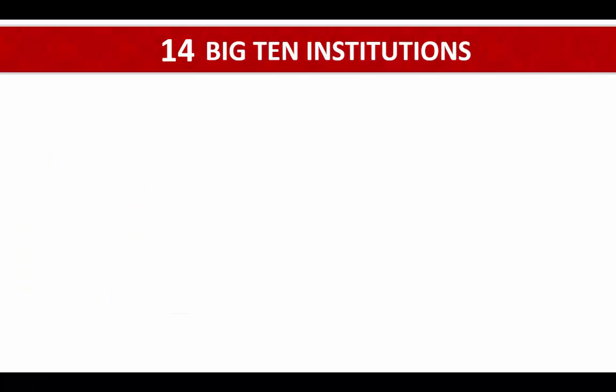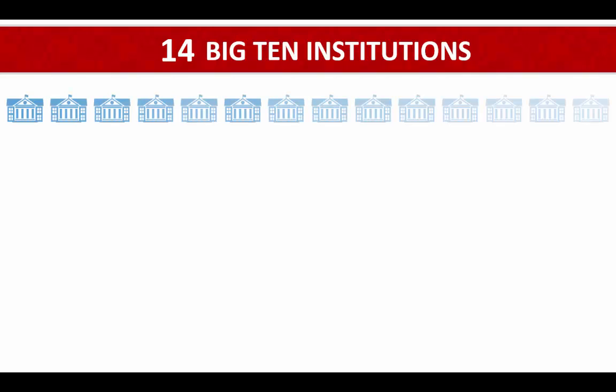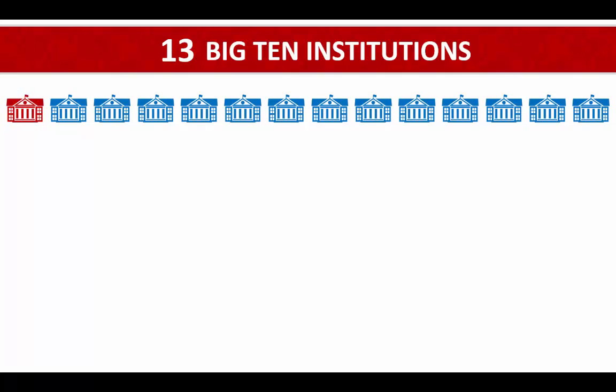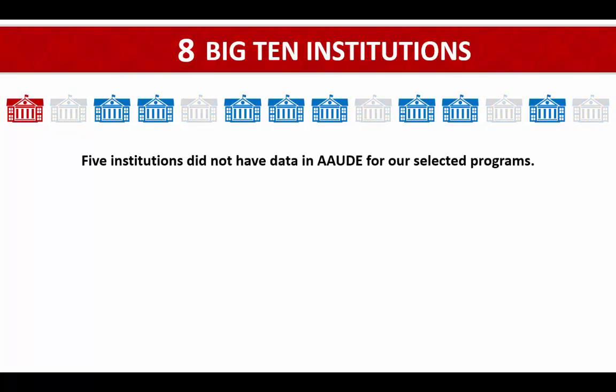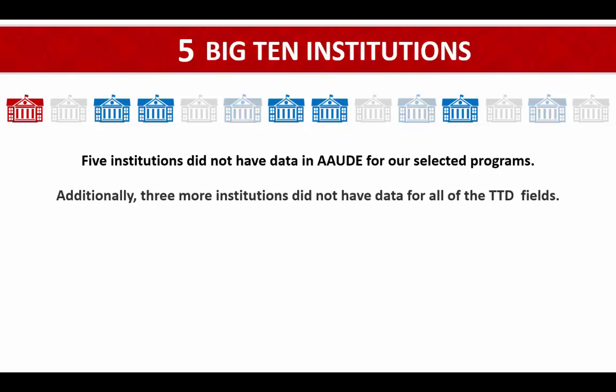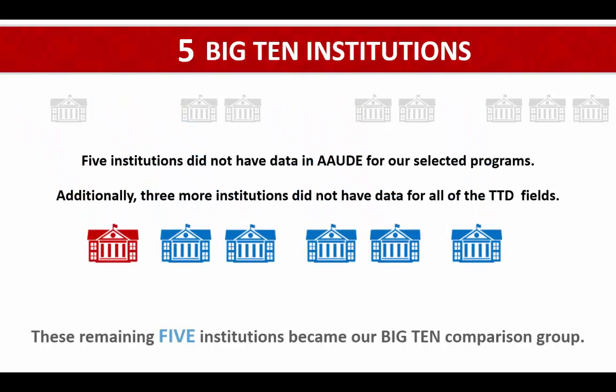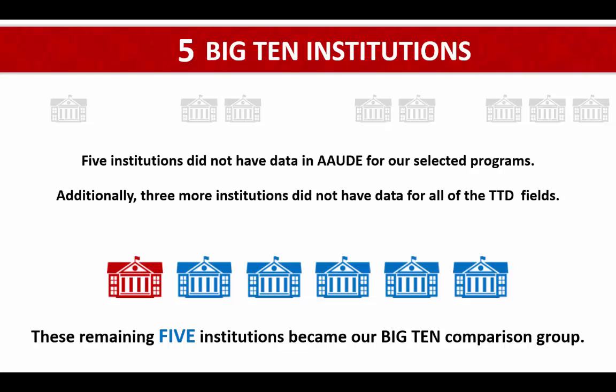I'll go right into the comparison group that we used as we go through the presentation so that I orient you all to that group. We're going to use Big Ten institutions. Maryland just joined this year. There are 14 institutions in the Big Ten, including Maryland. 5 of the Big Ten institutions from the 13 outside of Maryland did not have data in AAUDE for our selected programs. And 3 more did not have fully comprehensive data in all the time to degree fields that we were interested in. So that left us with a comparison group of 5 institutions from the Big Ten.